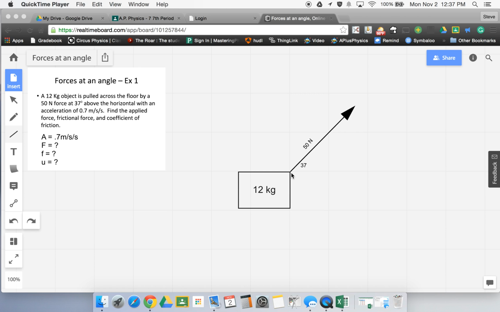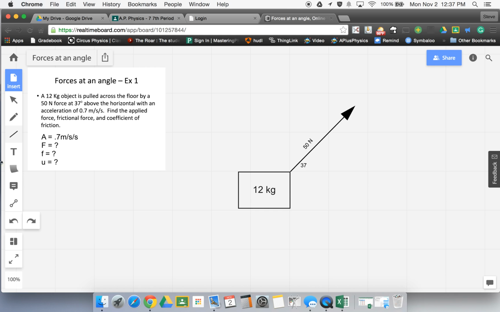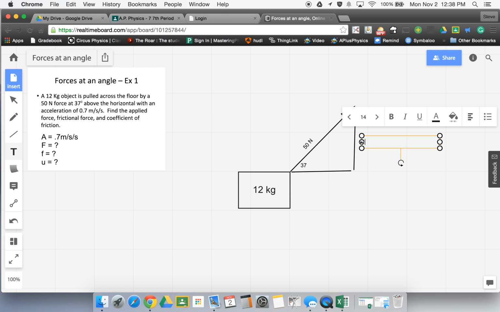As always, the first step whenever you do these kinds of problems is to first solve for your triangle. So we need to solve for the x leg and the y leg of our triangle. The y leg of the triangle is always the force in the y direction.